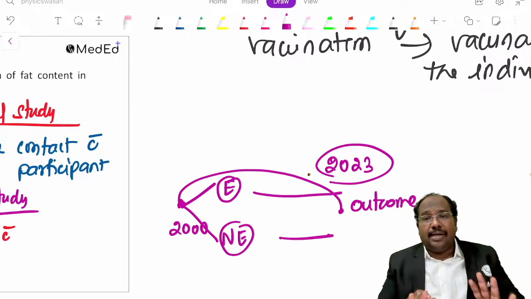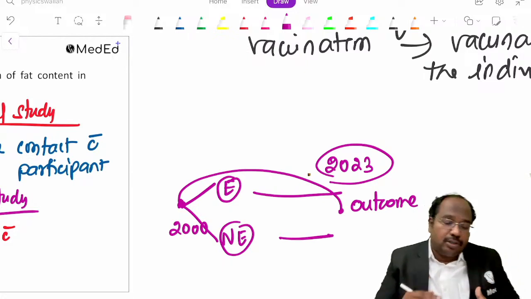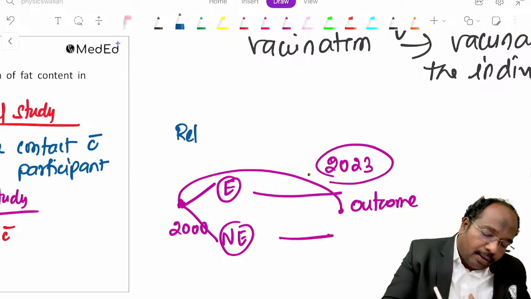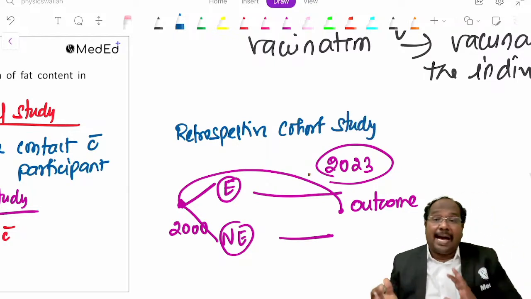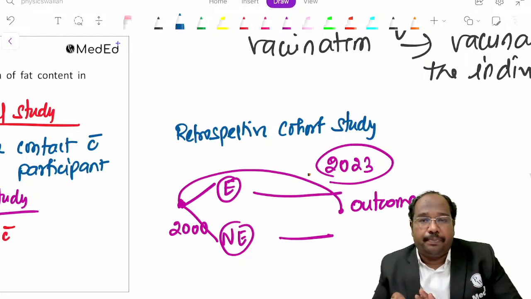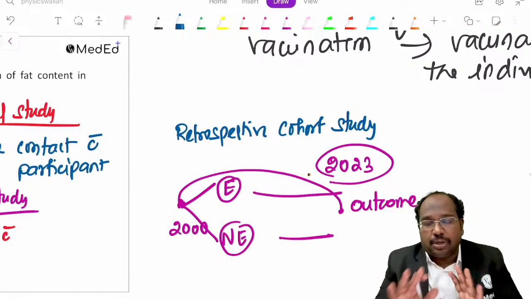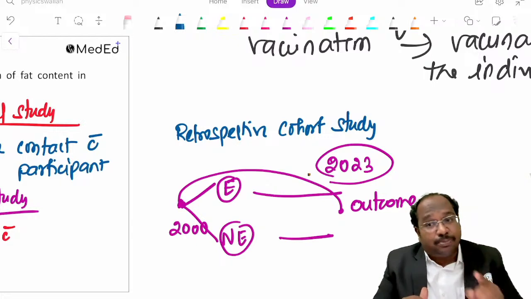Okay, so cohort study means it's exposure to outcome only, but in retrospective cohort study, I am going back in time. This is the retrospective cohort study. Even though I am going back in time, I am starting with exposure to outcome. Cohort means exposure to outcome.